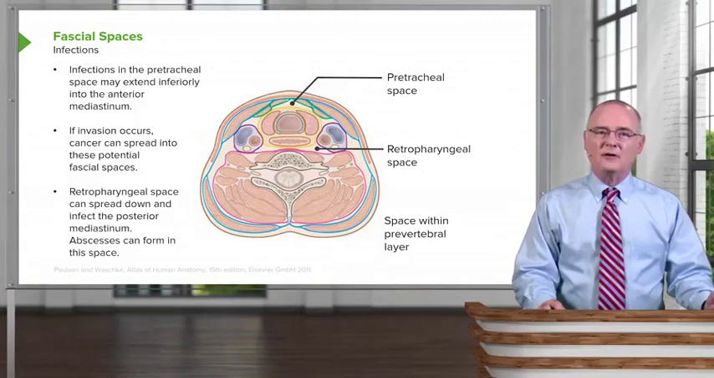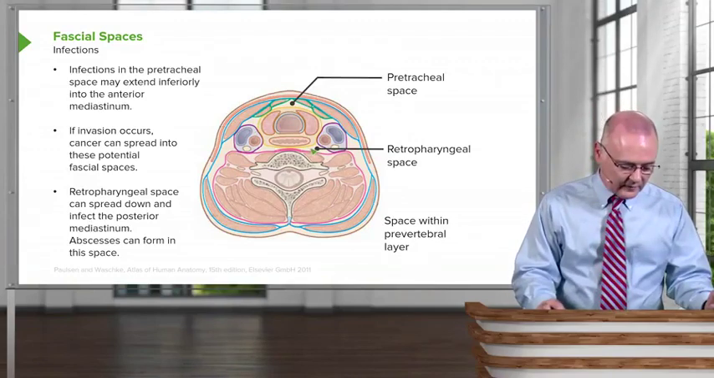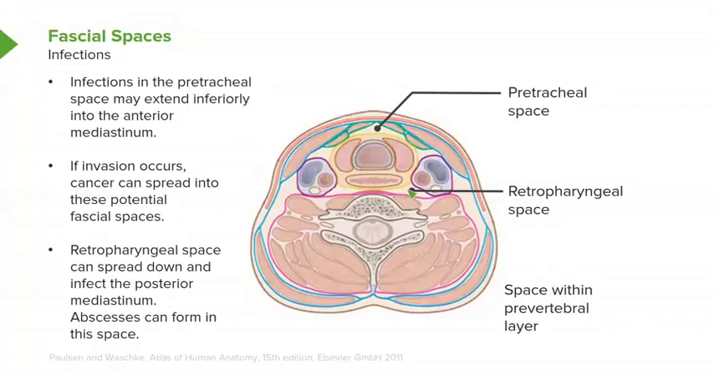A third and final consideration here is with respect to the retropharyngeal space. This space right in through here. If there's an infection here, this can spread inferiorly and infect the posterior mediastinum, and that could then form an abscess in this particular retropharyngeal space as a result.